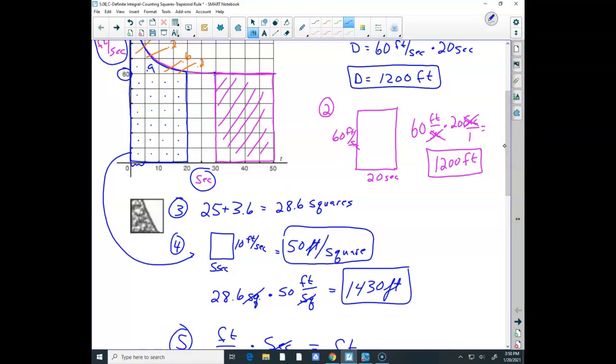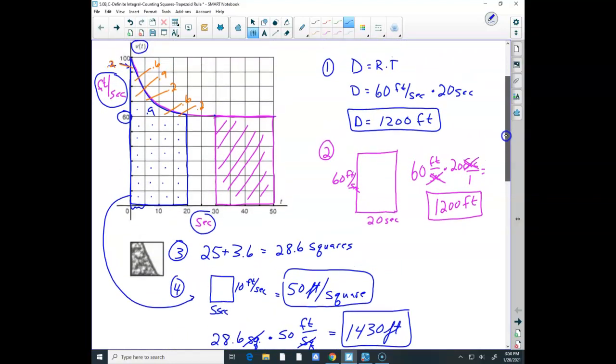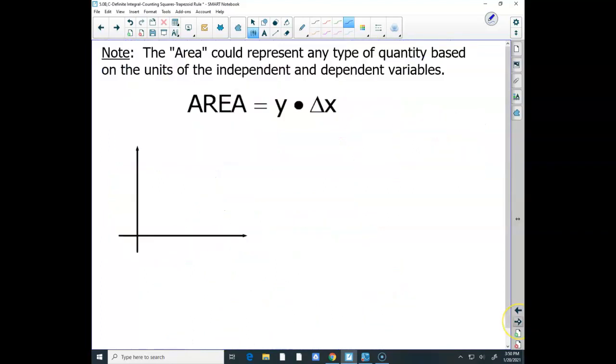A definite integral, each square underneath this curve, each square accumulates distance. And this is what a definite integral does. A definite integral is an area accumulator underneath the curve, okay? And things can be different. So a little small note, I don't think this is, I know this isn't in your notes, but the area could represent any type of quantity based on the units of the independent and dependent variable, okay? So every time we're going underneath the curve, the area is going to equal the y value times a change in x, okay? That's going to give us an area.